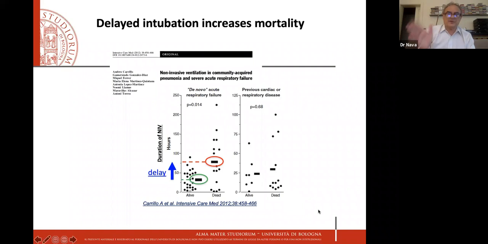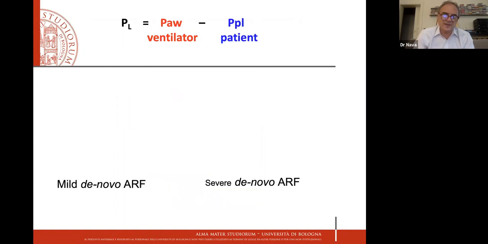So you need to be careful. If you want to apply NIV in this subset of patients with hypoxic respiratory failure, please be very conscious and do not delay the time of intubation.